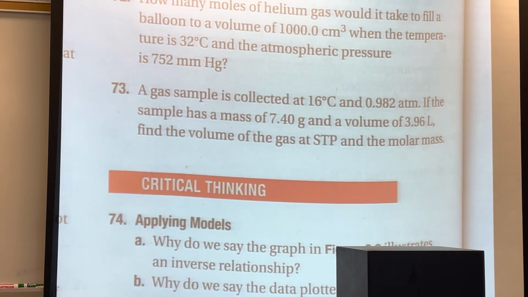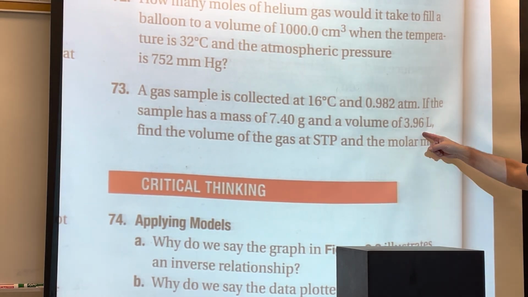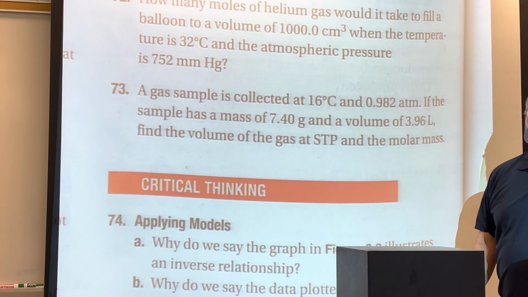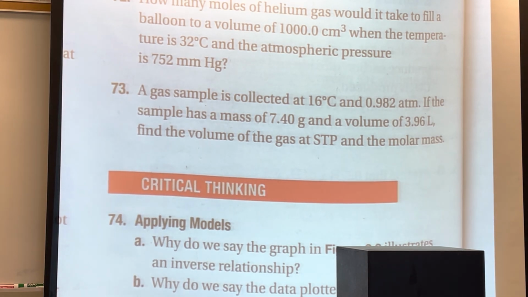And it says, a gas sample is collected at 16 degrees and 0.982 atmospheres. If it has a mass of 7.40 grams and a volume of 3.96 liters, find the volume of the gas at STP and the molar mass. Well, let's do the molar mass first. What equation should we probably use? What all are we given? We're given grams, volume, temperature, and pressure. Use the third one. Molar mass is gRT over PV, right?